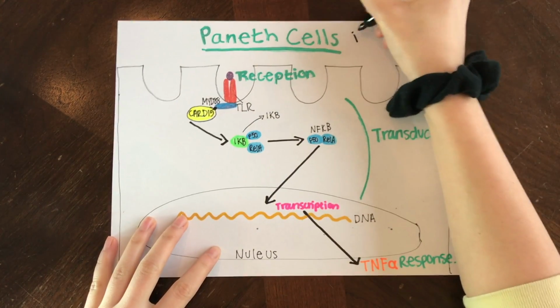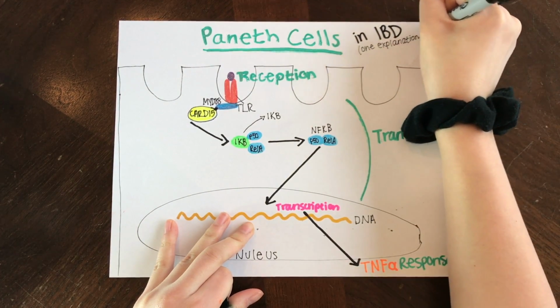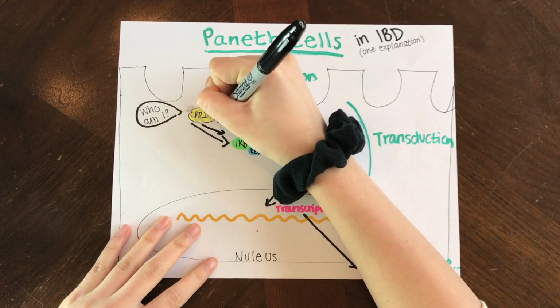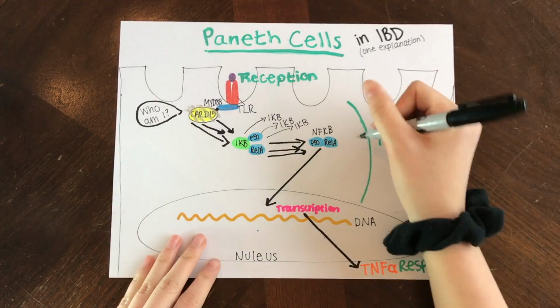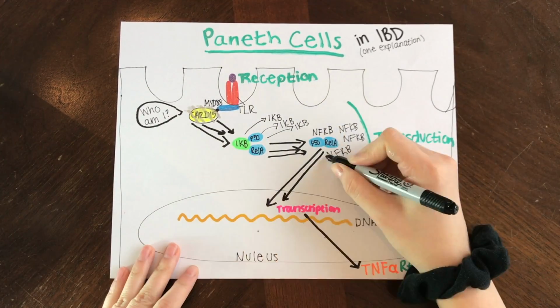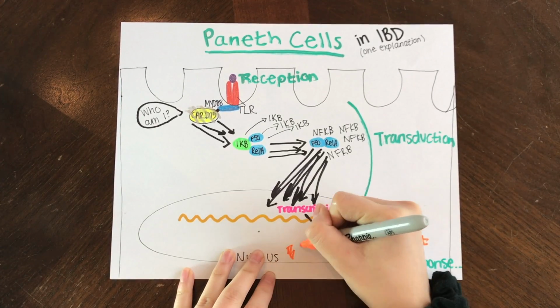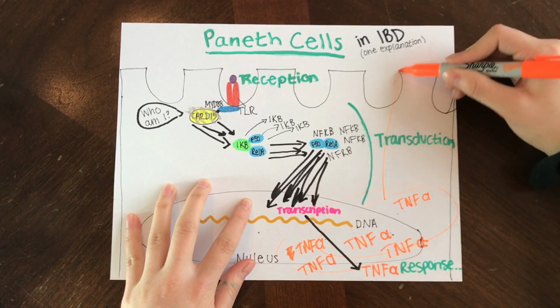In IBD, the signal transduction pathway is almost exactly the same. In one explanation, the CARD15 protein is mutated, thus amplifying its signal. This amplification leads to increased NF-κB production, meaning more DNA transcription, finally facilitating increased TNF-alpha production. So, more TNF-alpha is released from the Paneth cell.